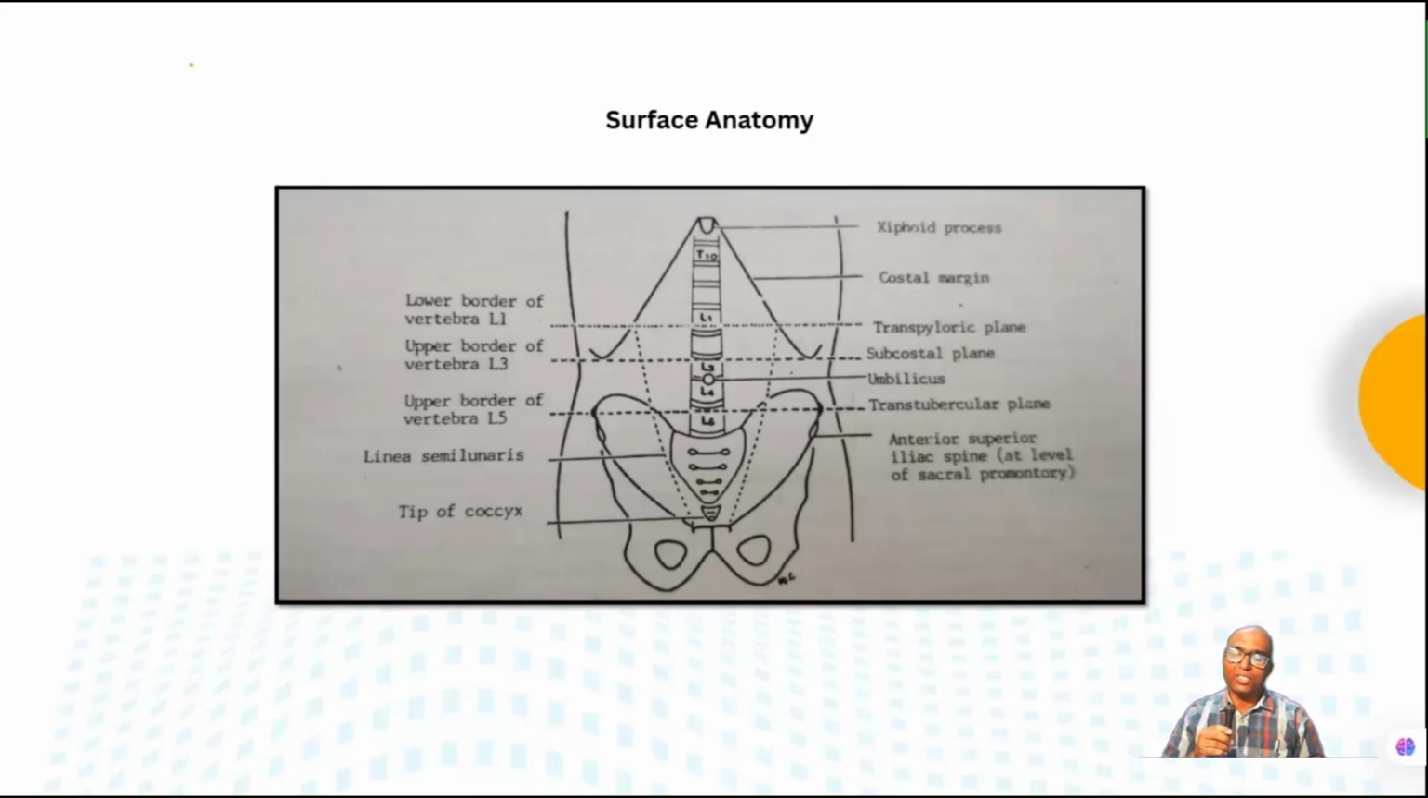So this is the figure which we have learned in our anatomy books. So please concentrate and see. This is the costal margin, and this is the subcostal angle, and this is the xiphoid process. And what you see here is the thoracic as well as lumbar vertebrae.